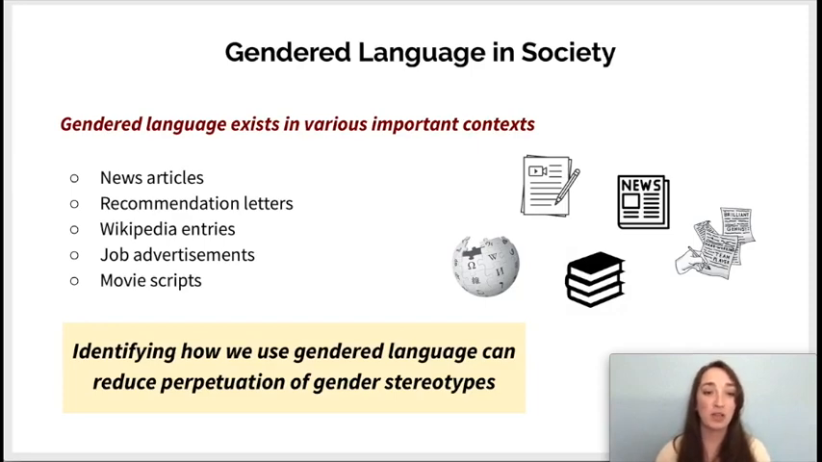Furthermore, we still see gendered language in society. Job advertisements is just one example of this. News articles, Wikipedia pages, movie scripts, fiction, nonfiction novels all contain gendered language. And we hope that with this model, by detecting gendered language, moving forward, we'll be able to mitigate its effects.